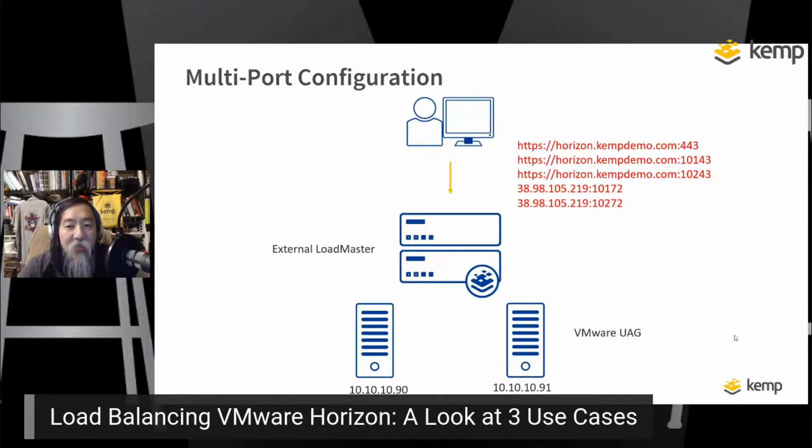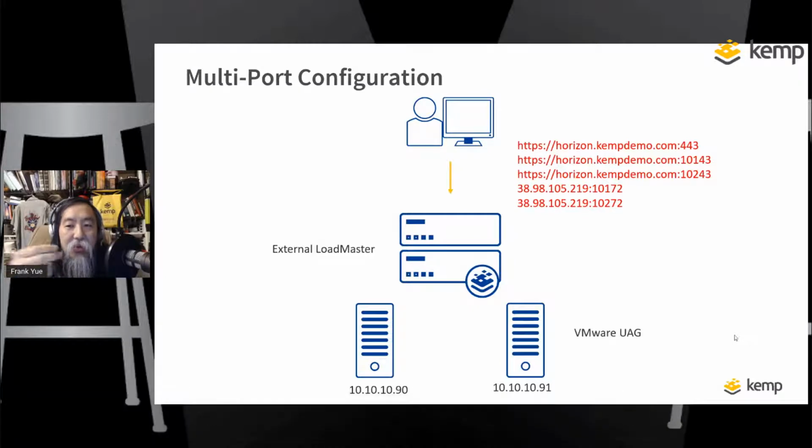So here in this multi-port configuration, you see I have my initial connection going to horizon.kempdemo.com port 443. But now for my Blast and PCoIP, I have two sets of ports, possibly. Port 10143, 10243. And I have port 10172 and 10272. It's getting more complicated. The client needs to go to these other addresses depending. How does this work? Let's take a look at this.